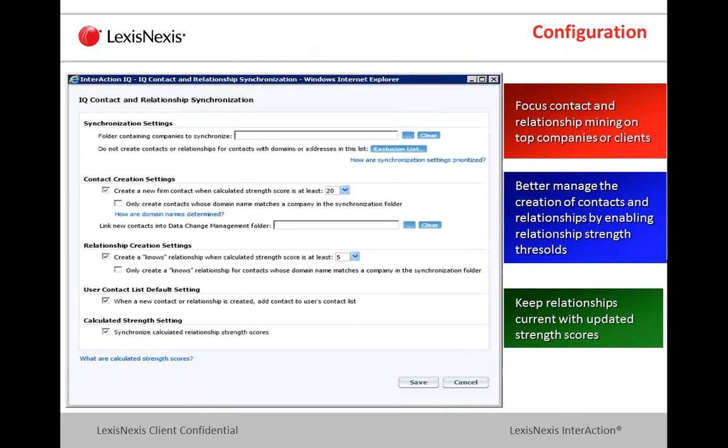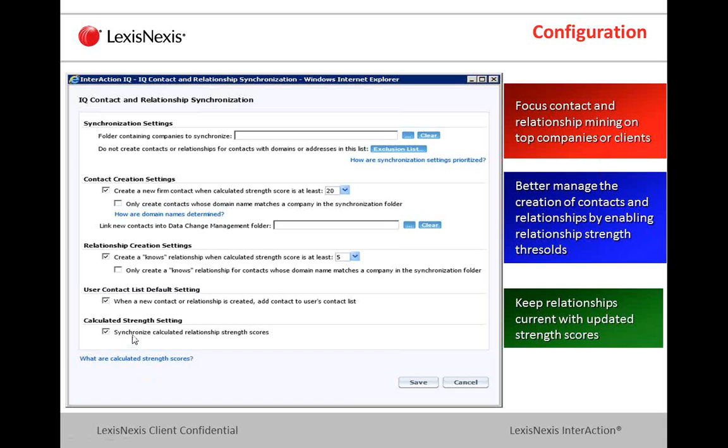This is another configuration screen. This is where you're going to tell InterAction IQ how the contacts and relationships are going to be pushed, synchronized back into InterAction. Once this is configured, you just turn it on and it runs, and it's basically the rules. So we can start from the very basic. One of the very basic things that you can decide as a firm is to say, well, look, this is all I want InterAction IQ to do. All I want it to do is take my existing relationships in my environment and just put a score next to them. That's what you see at the bottom.